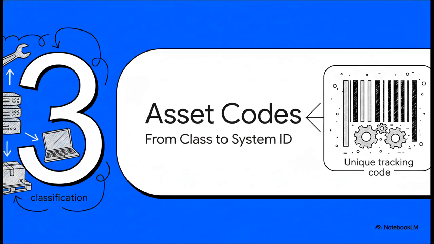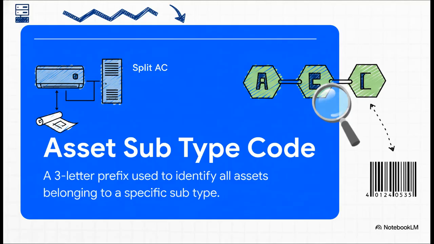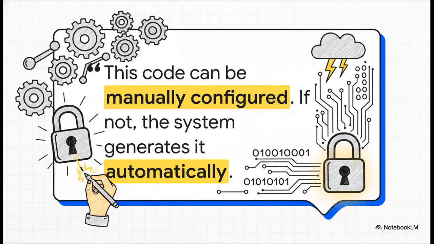Now let's talk about the system side of things, how that unique tracking code gets generated for each individual unit. The key to the whole code is the asset subtype. Every subtype, like our split AC, gets its own unique 3-letter code. This code acts as the prefix for every single asset that belongs to that subtype. Now, what's really important to know is that you have control here. You can actually set this 3-letter code manually, which is great for keeping things consistent. But if you don't set one, no worries. AssetPro has a smart fallback system and will just generate one for you automatically.